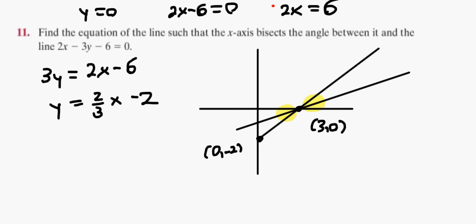Does that make sense? Now, how are we going to find the equation of this mysterious red line? That's what we're looking at. So, it was good to find where it hit. So we have a point on the line, don't we? What's the point we have on the line? 3, 0. What's the next thing we need? We could do with the slope, couldn't we?